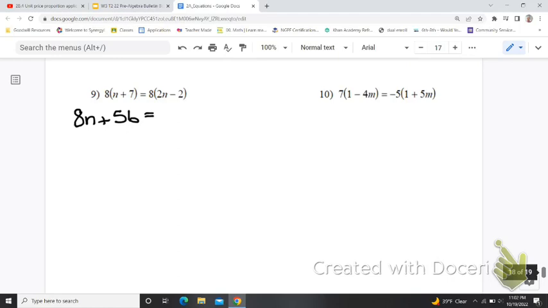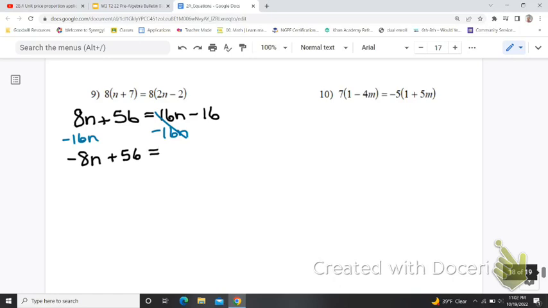So 8 times n, and 8 times 7 made 8n plus 56. And on the other side, 16n minus 16. Then I want to get those n's on the same side. So I'll go back to my normal habit of putting them on the left. 8 take away 16 is negative 8n. And if you chose to put yours on the right, our final answer should still be the same.